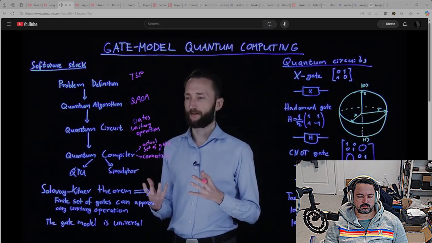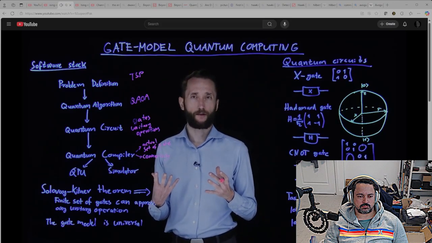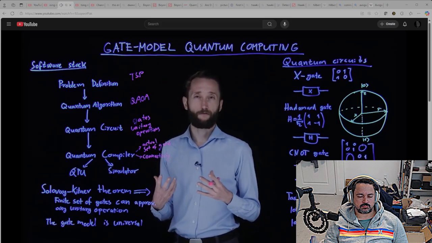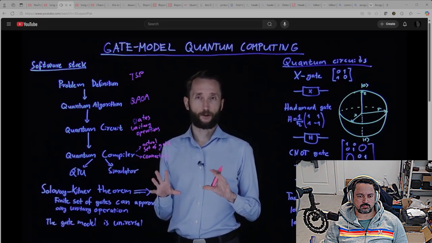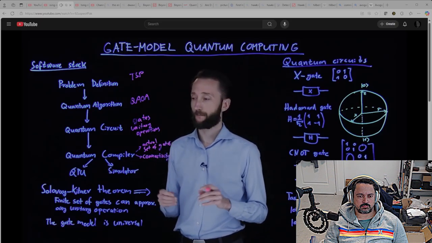Well, on a laptop, you can simulate maybe 20, 22 qubits. On a supercomputer, maybe 50. And that's pretty much when we run out of classical resources.